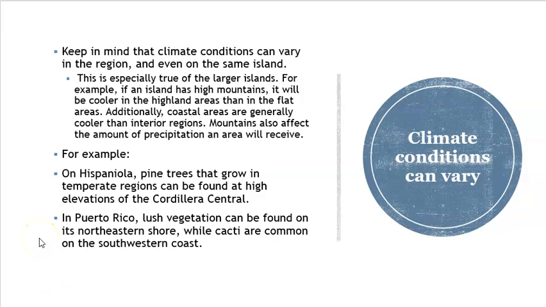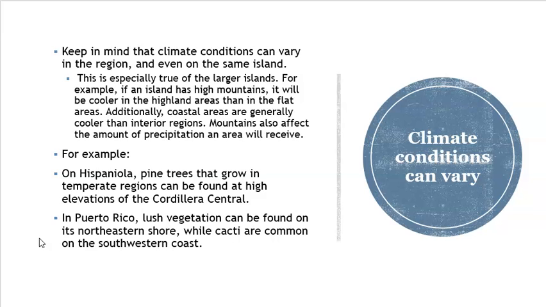An example of this is on Hispaniola. On Hispaniola, which is Haiti and the Dominican Republic, pine trees that grow in temperate regions can be found at high elevations in the Cordillera Central. So even though Hispaniola is in the throes of the equator, you can still find pine trees that grow in high elevations like in the Cordillera Range in the mountains. Another example would be in Puerto Rico.